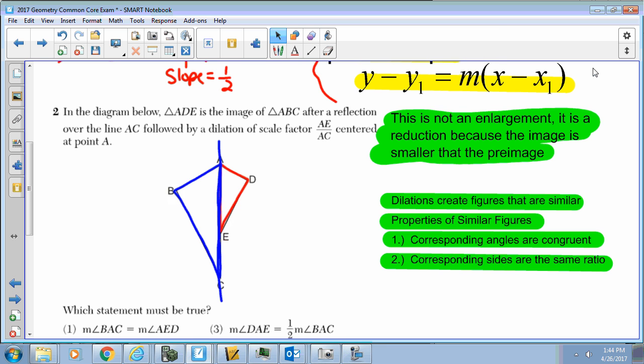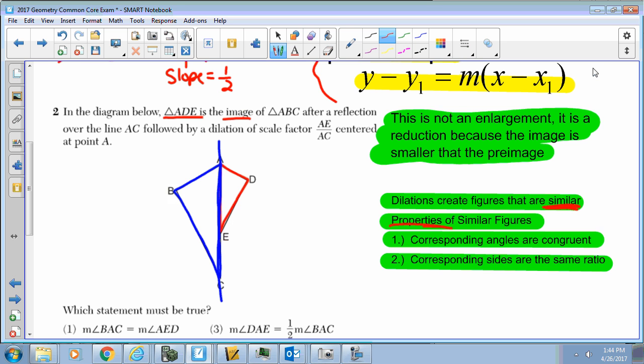What I will say is that we know that this is not an enlargement, but a reduction in size, because the image ADE, which is all in red, is smaller than the pre-image. So that means it was a reduction, okay? Also, whenever you do a dilation, similar figures are created, okay? So similar figures, all right? Now, what are properties of similar figures?